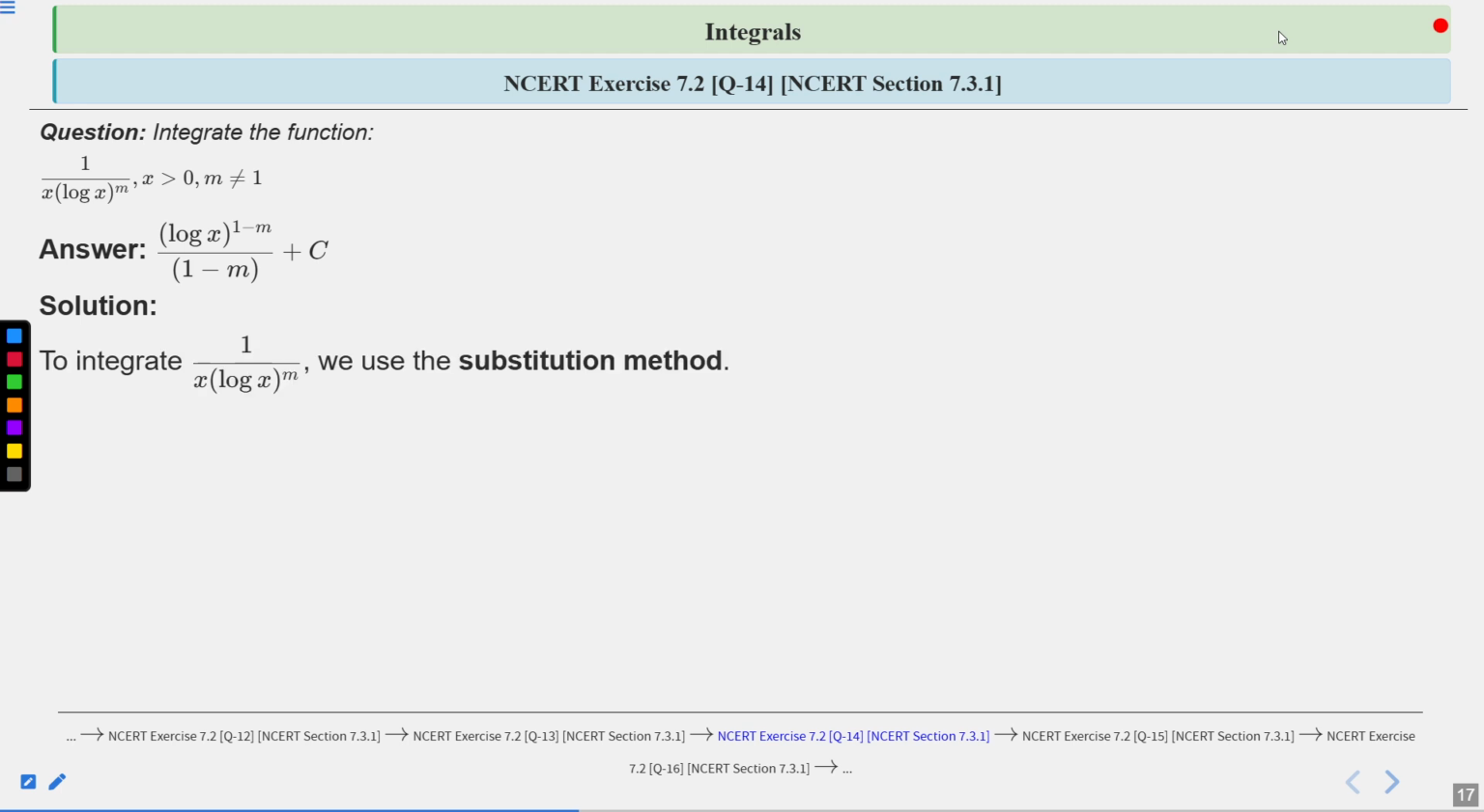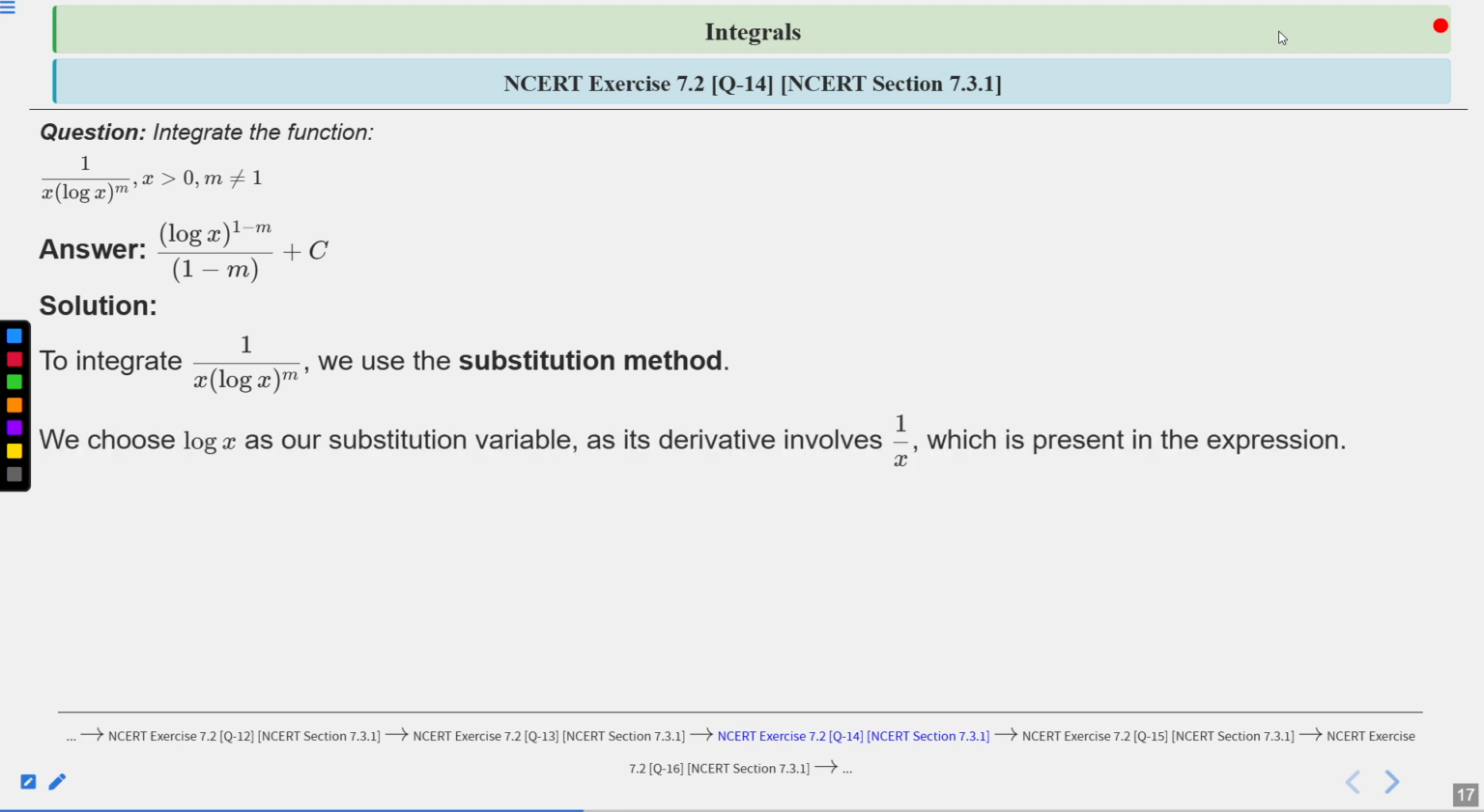To integrate 1 upon x times log x to the power m, we use the substitution method. We choose log x as our substitution variable, as its derivative involves 1 by x, which is present in the expression.